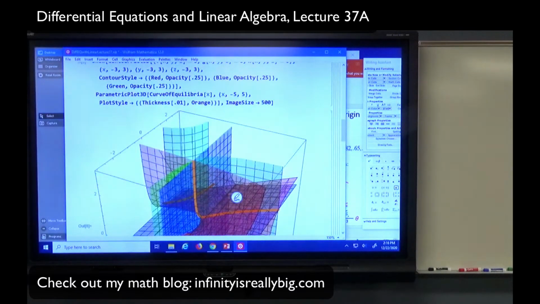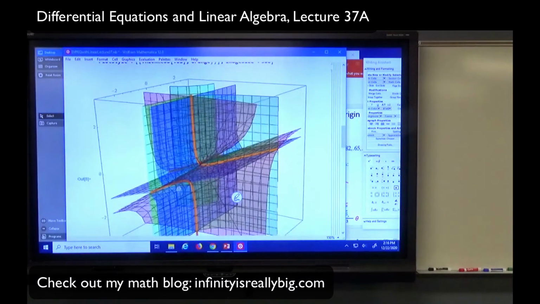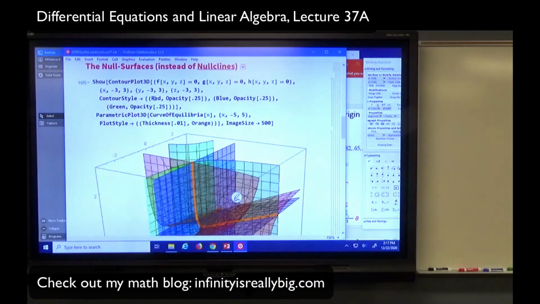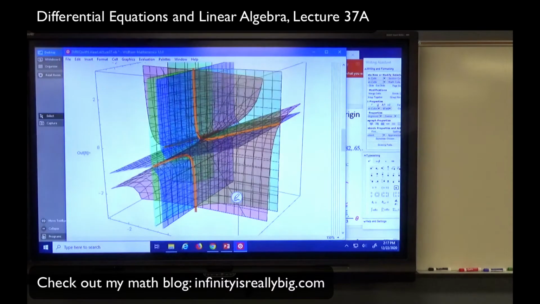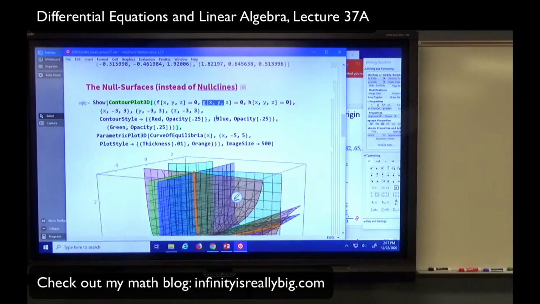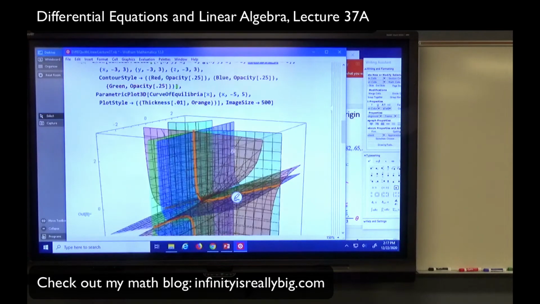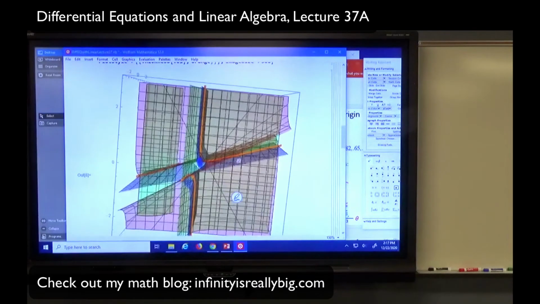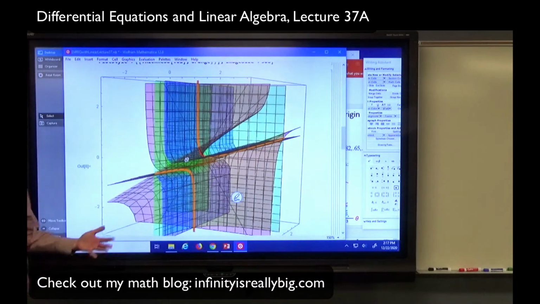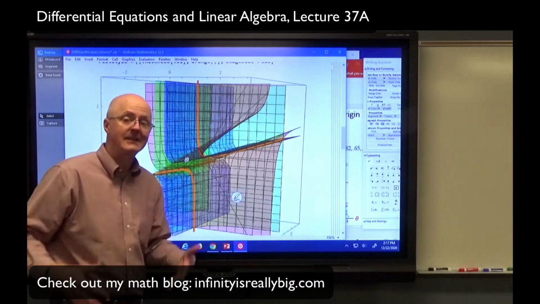So the red one, which is this one up here, is where dx/dt is 0. That's where f is 0. The blue one, which looks like it's this piece, and are there any other pieces to it? Yeah, down here, that's where dy/dt is 0. That's where g is 0. And the green one, that's where h is 0. That's where dz/dt is 0. And where those intersect, that's the curve of equilibria. And they do happen to intersect along curves, not isolated points.